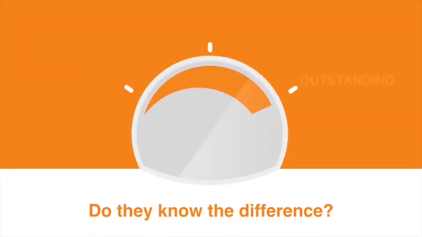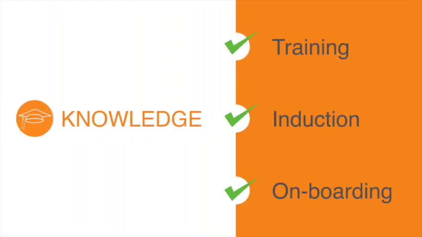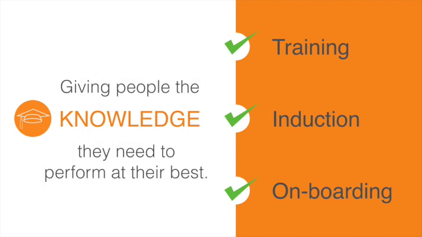Finally, and another one that most leaders miss, do they know the difference between outstanding performance, okay performance and poor performance against all of those expectations? This relates to onboarding a person with the knowledge they need to perform well. So these 3 aspects of training, induction and onboarding are all about giving people the knowledge they need to perform at their best. In this next segment, we're going to look at the 2nd and 3rd reasons for poor performance.